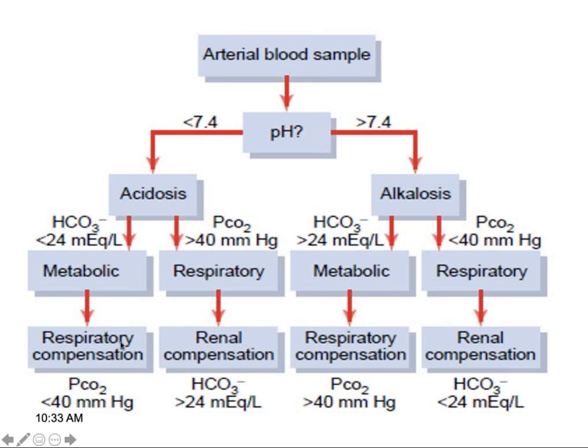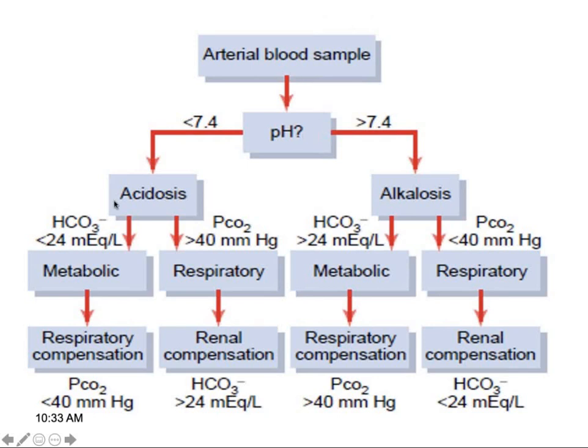The third thing would be, based on that, try to see what is the normal compensation under these derangements. For example, what would be the respiratory compensation in metabolic acidosis? The PCO2 will be less than 40. Or similarly, in case of respiratory acidosis, the bicarbonate will be more than 24. So this is a 3-step algorithm.